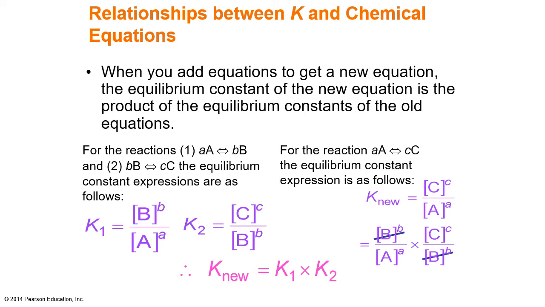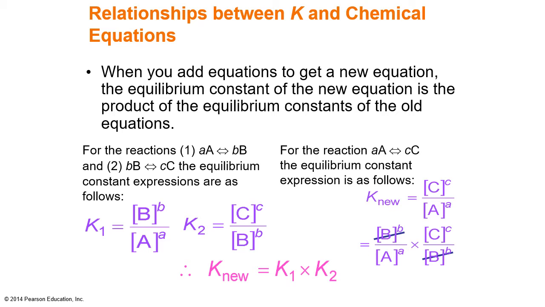Let's look at an example where we have to add 2 chemical reactions together to get a new overall chemical reaction. In this case, we are going to multiply our equilibrium constants together to get the new equilibrium constant. Let's look at this a little bit more in depth.